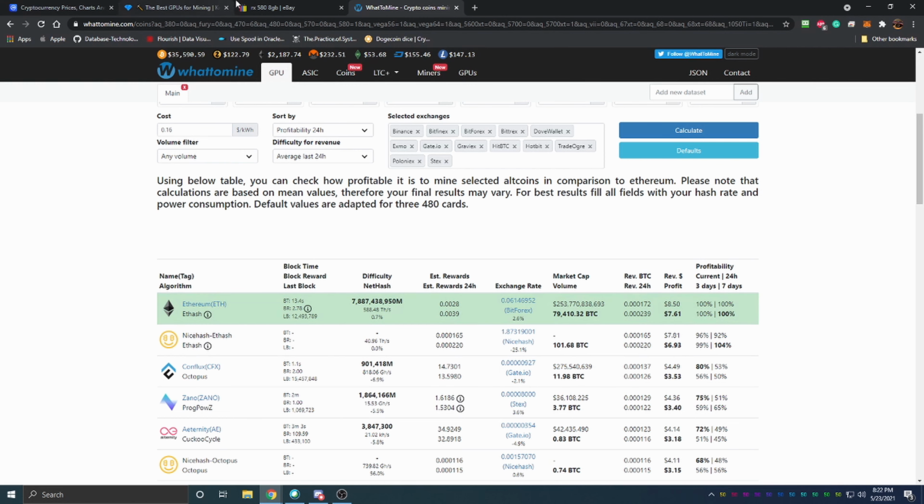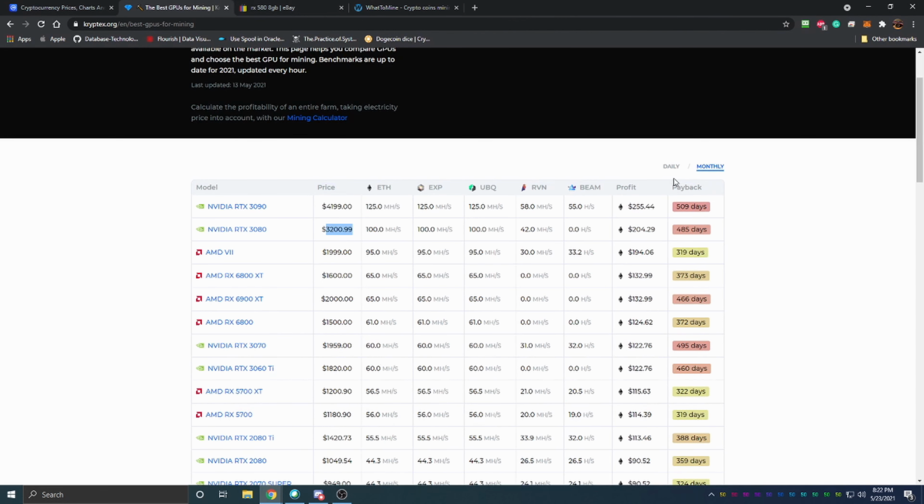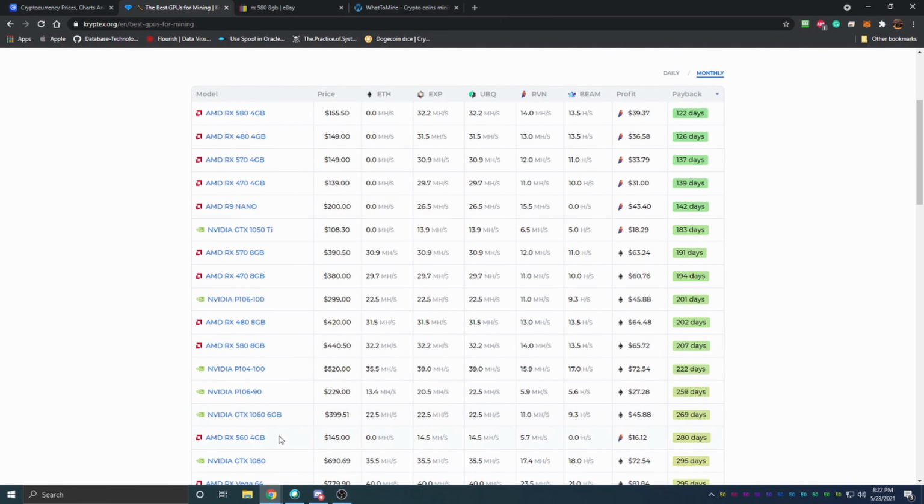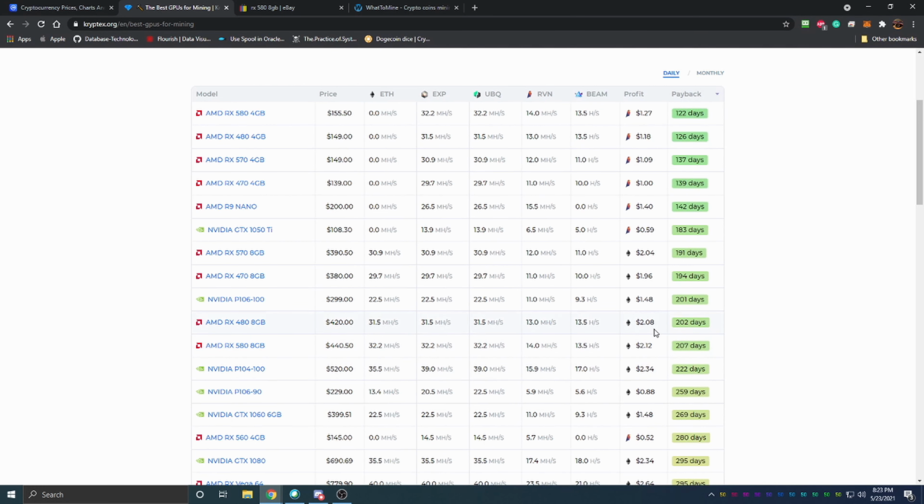So looking a little bit more in some areas where we might understand what else is going on with the mining profitabilities is looking at a card like an AMD RX 580. They have consistently been very, very profitable cards. You can see right now that you are going to earn about $65 a month with an RX 580, or that's about $2.12 a day.